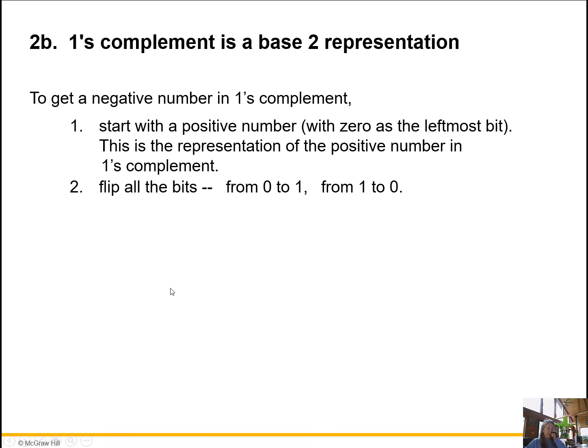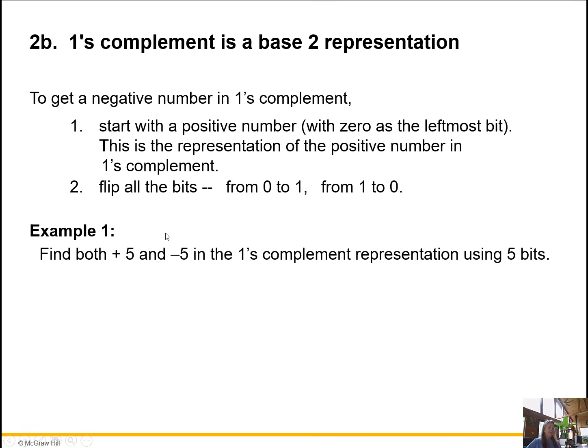Now, to get a negative number in 1's complement, what we're going to do is start with a positive number, and that's going to be our representation of a positive number. I mean, we got 0 in the front. That's going to be a positive number in 1's complement. But to represent a negative number, you've got to flip all the bits. Okay, what the heck does that mean?